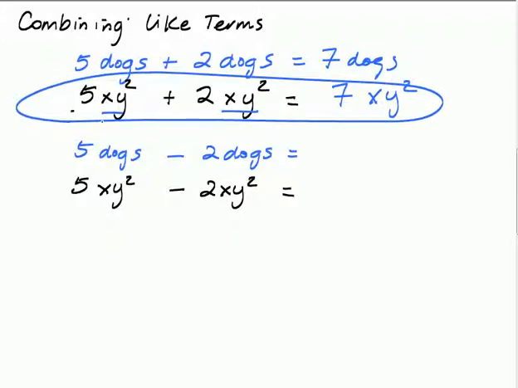What do you think the bottom one is? We have 5 dogs minus 2 dogs. We all know we would have 3 dogs altogether. We look at the next one. The thing that you're thinking about when you're seeing this kind of problem, you need to say, are these variable clumps the same? And I go, yep, they're both xy squared, so we can combine them, and we would end up with 3 of those same things, xy squared.